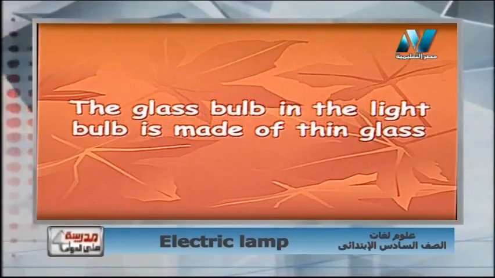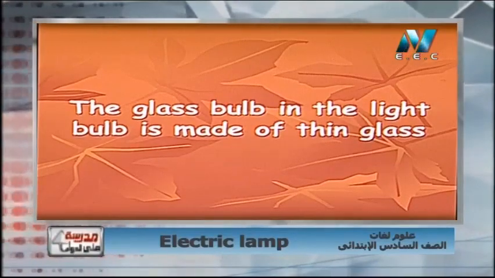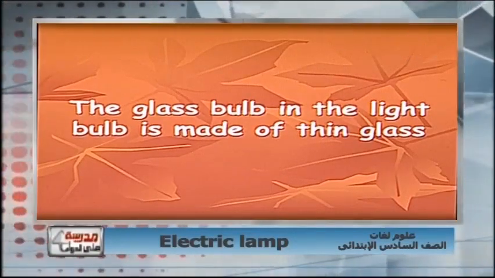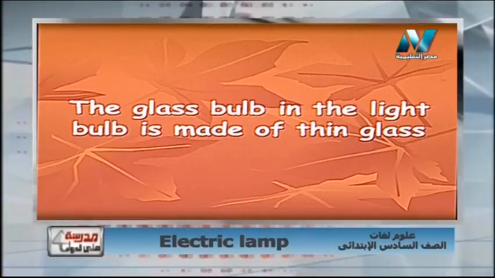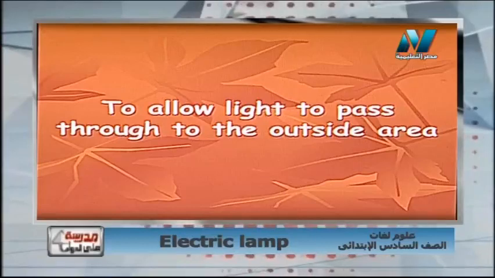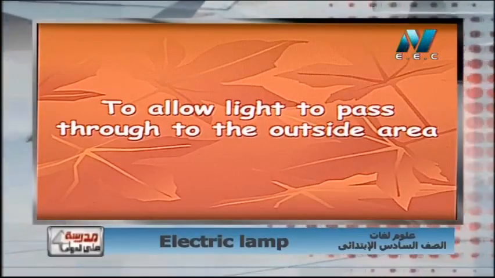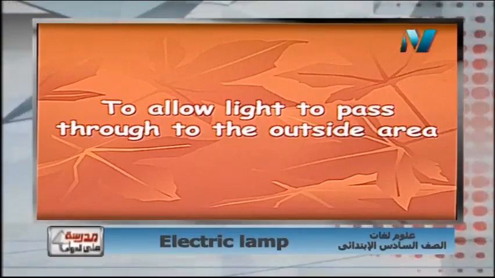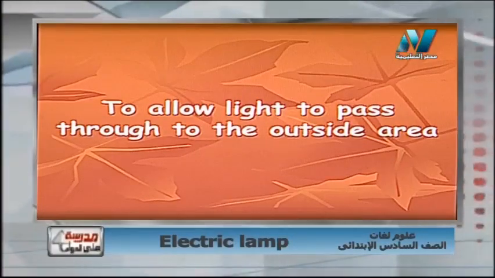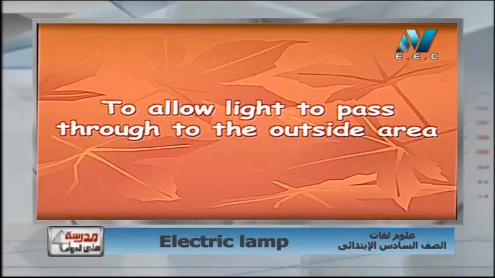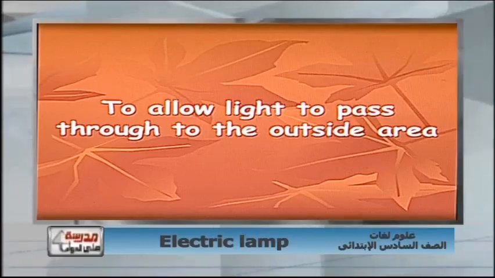The glass bulb in the light bulb is made of thin glass. ليه الجلاس bulb نفسه بيكون thin glass؟ ليه ما يبقاش thick glass؟ طبعا عشان يقدر يخرج اللايت intensity أو شدة الإضاءة لخارج اللايت bulb. عشان كده هقول to allow light to pass through to the outside area، عشان يسمح للإضاءة إنها تخرج للمنطقة المحيطة باللايت bulb. To allow light to pass through to the outside area or to give out light. ممكن أقول كده simply إجابة مختصرة قوي to give out light to the outside area.